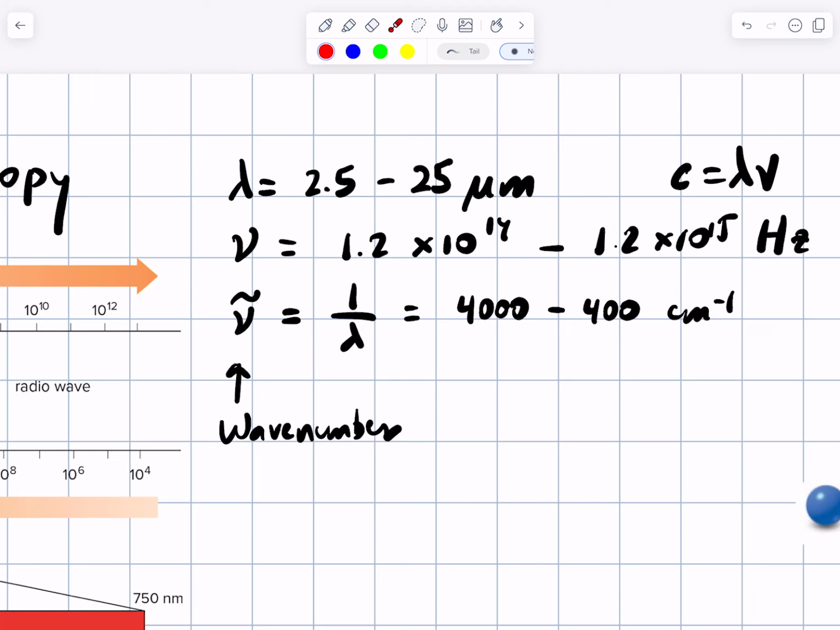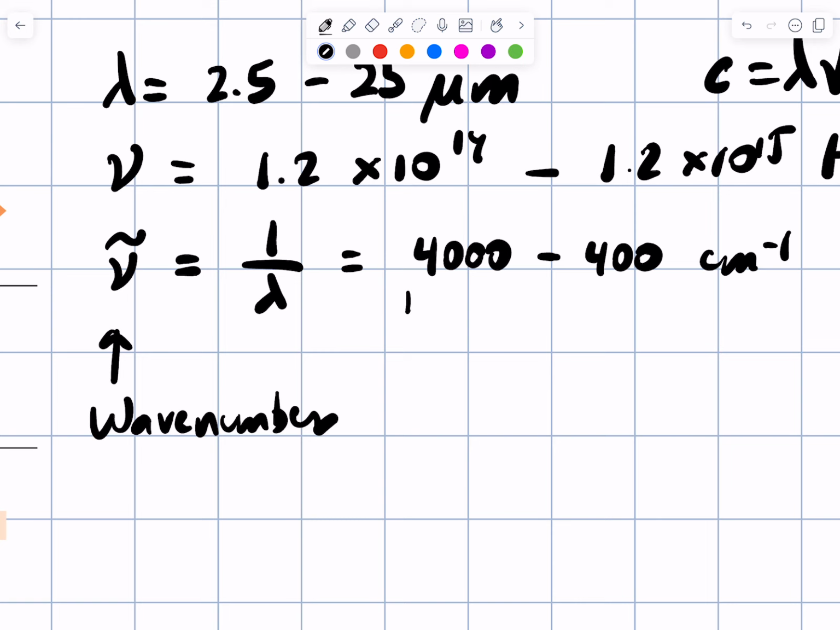So when we talk about different frequencies in infrared spectroscopy, it's going to be in wave number. Notice that wave number is inversely proportional to wavelength, so that means it's directly proportional to frequency, meaning higher values of wave number correspond to higher frequency and higher energy for photons. That's going to be important in understanding how the spectrum works.